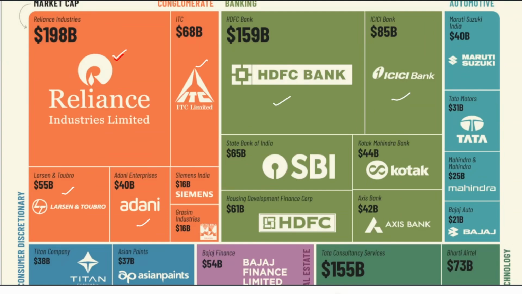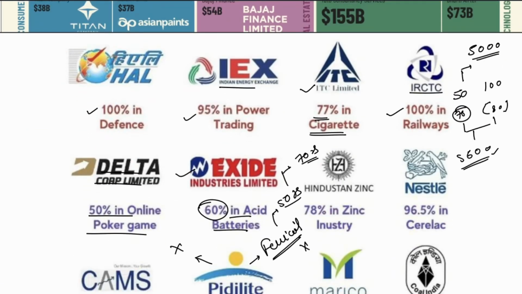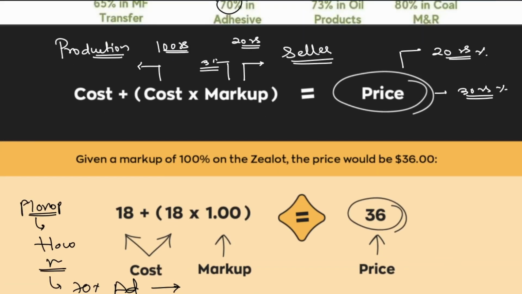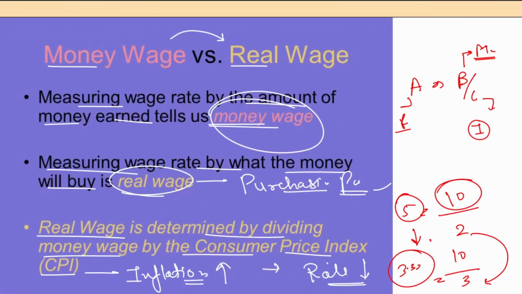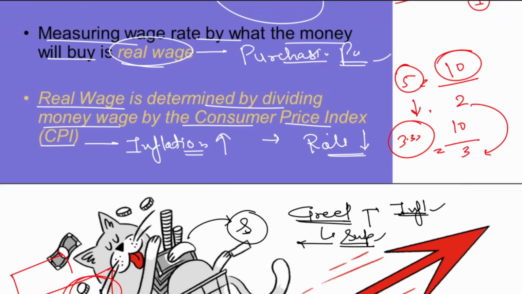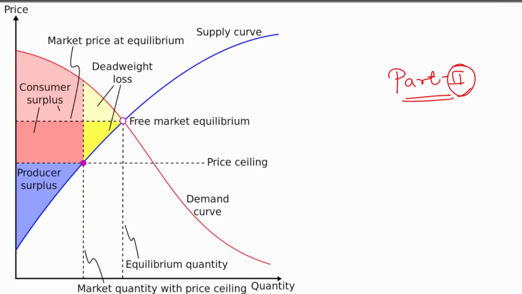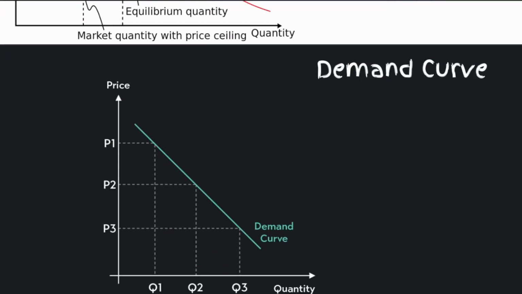Then we saw the biggest companies in India and them having a monopoly in multiple productions. We saw the markup and production costs, etc. Then we studied the money wage versus the real wage debate, and finally we came to greedflation. Now we'll be understanding this graph finally, but first of all, let's understand its components individually. So let's talk about the demand curve first.